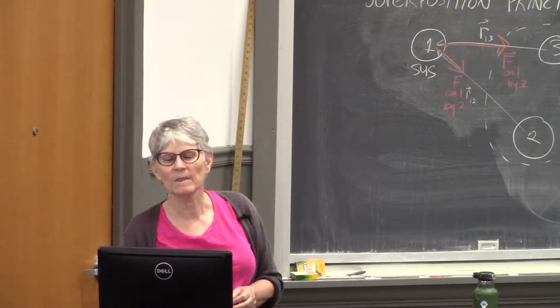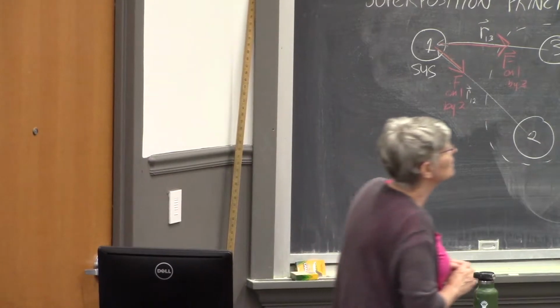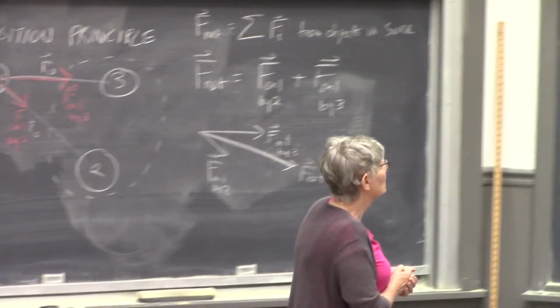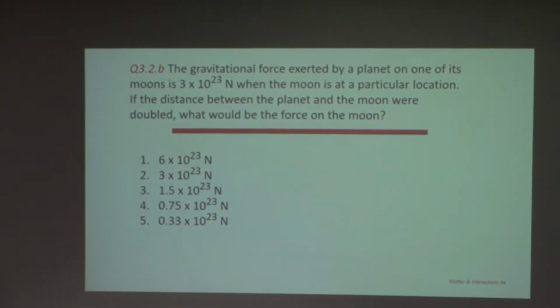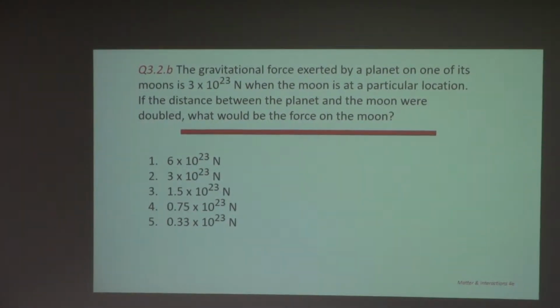Okay, here's a different situation. We have the same initial situation. We have the same planet, the same moon. But now we keep the mass of the moon the same, but we move the moon twice as far away from the planet. So we've doubled the distance between the moon and the planet. So what happens? Talk to your neighbor.